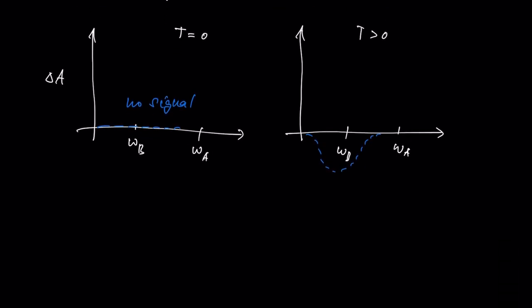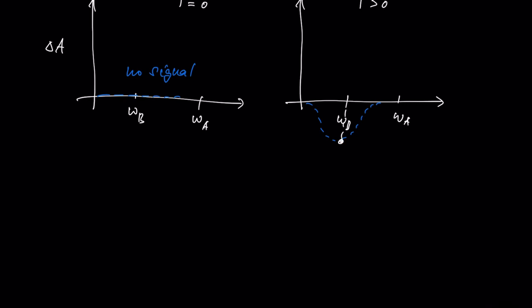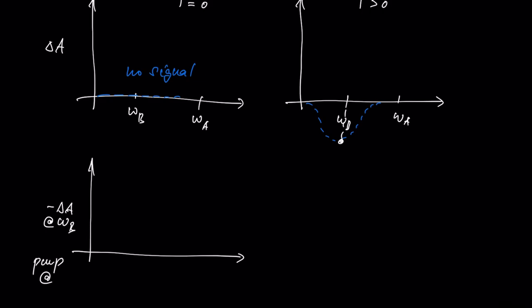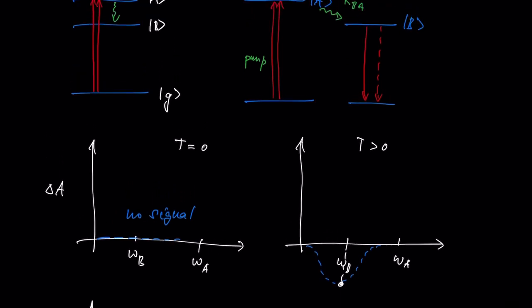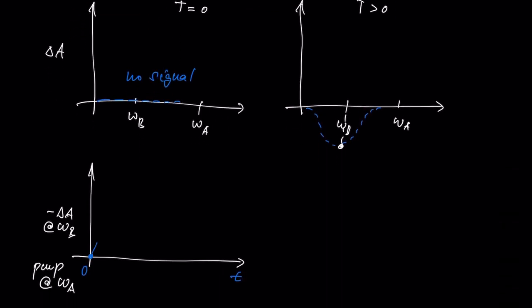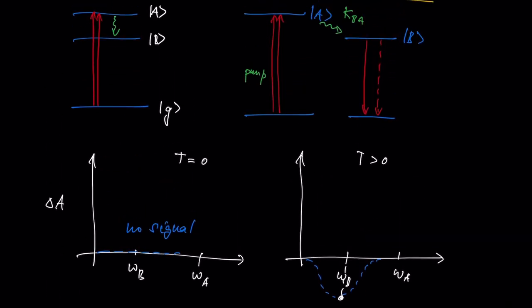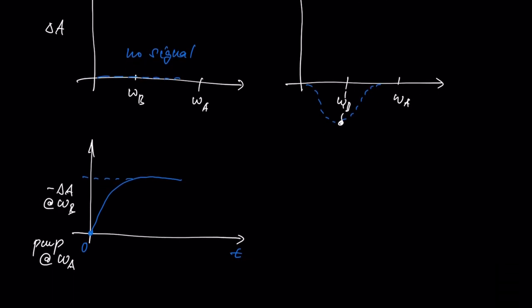So now I can make some plots of, for instance, the amplitude of the pump probe spectrum at the frequency omega B. So I'll try to draw this, and I will actually draw minus delta A at the frequency omega B with the pump at omega A. That's what I'm drawing here. And if I draw the minus, it's clear that at the beginning, at T equals zero, this is going to be zero, and then I'm going to have an exponential rise, because the process occurs with the rate KBA. So I'm going to have a rise which will then saturate and end up populating, maybe depending on the temperature, maybe completely the state B. Okay, so that's what I can assume.